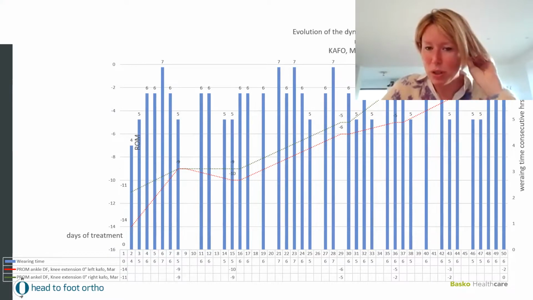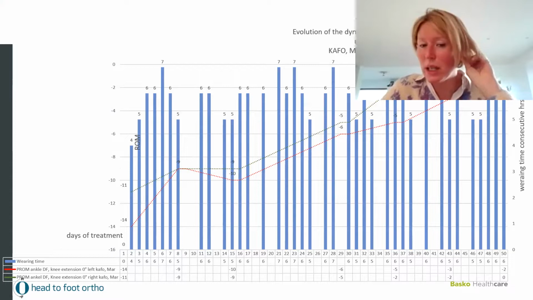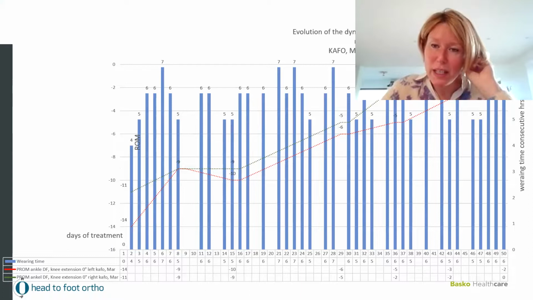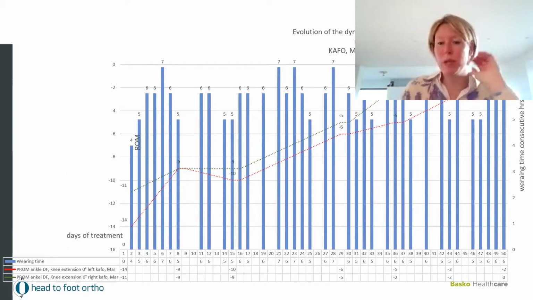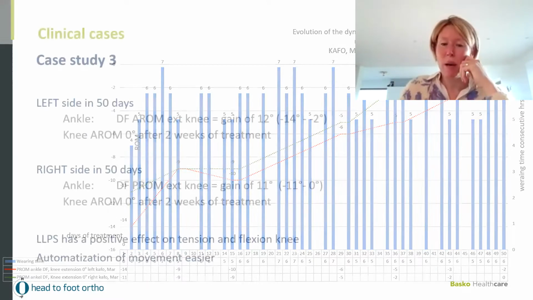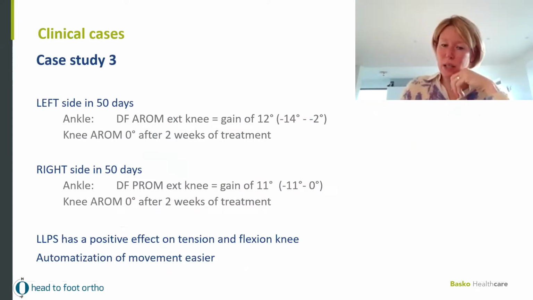And sometimes you see bars not being there. It's because he didn't wear the orthoses all the time. And so after 50 days, I still had my knee at 0 degrees. I had a good result because I went up to -2 and 0 degrees in the ankle while I have my knees in full extension.